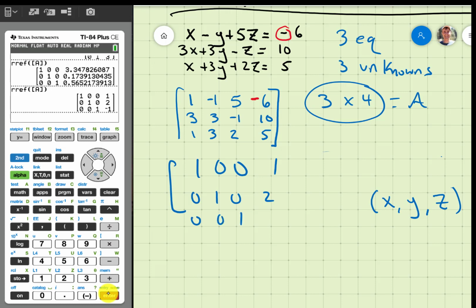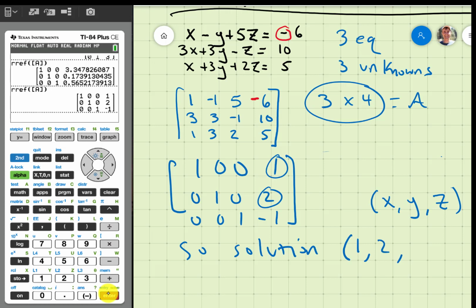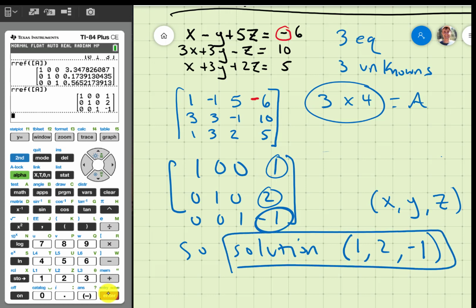They don't always come out nice, but that's the power of solving with matrices. You can come up with really nasty answers, and the calculator does all the work. So the solution, it is an ordered triple. X equals 1, y equals 2, and z equals -1. There is my solution to that 3 equations and 3 unknowns.